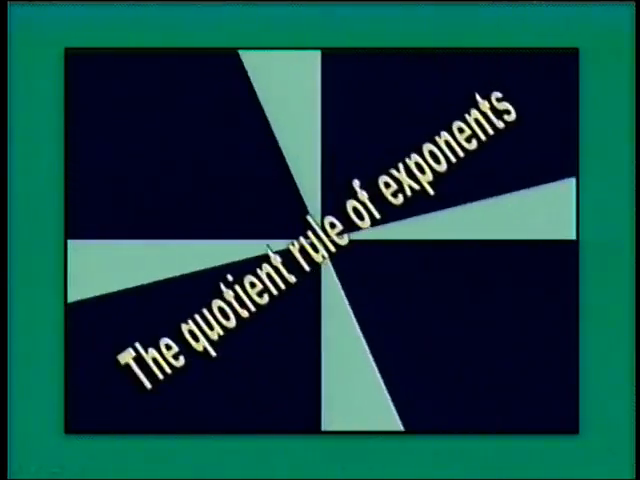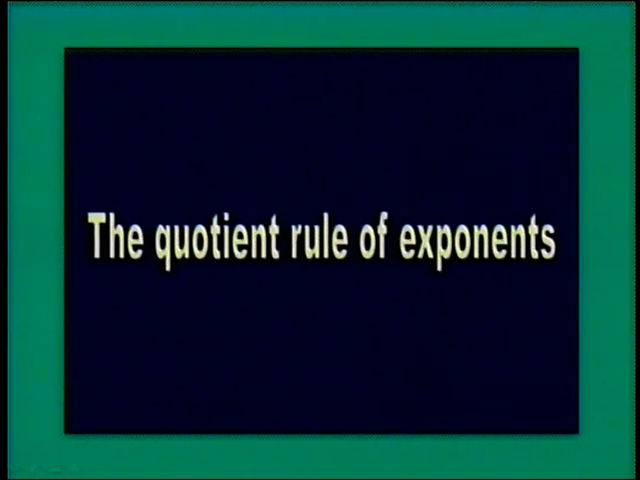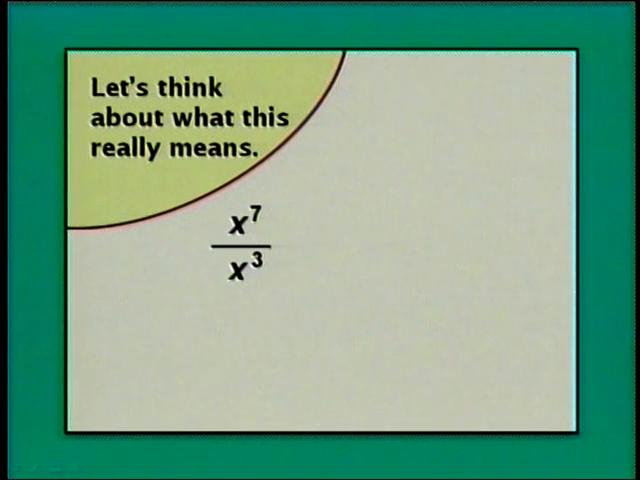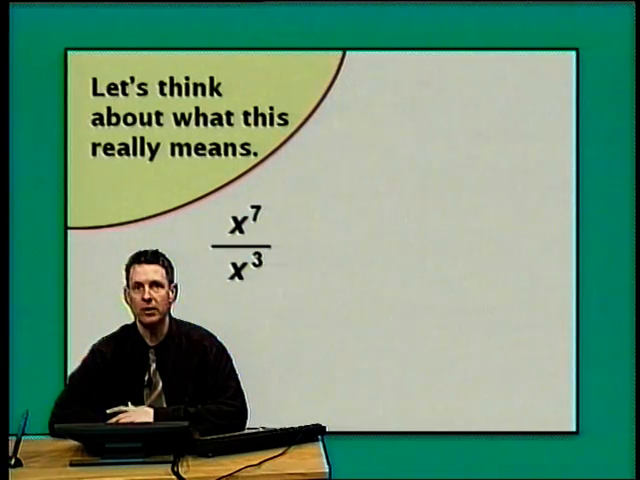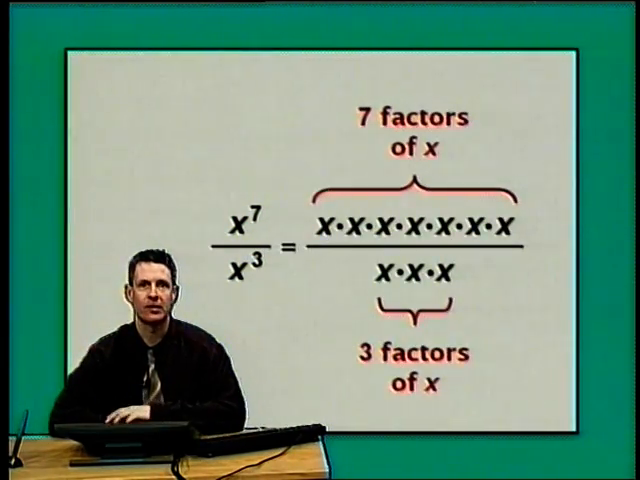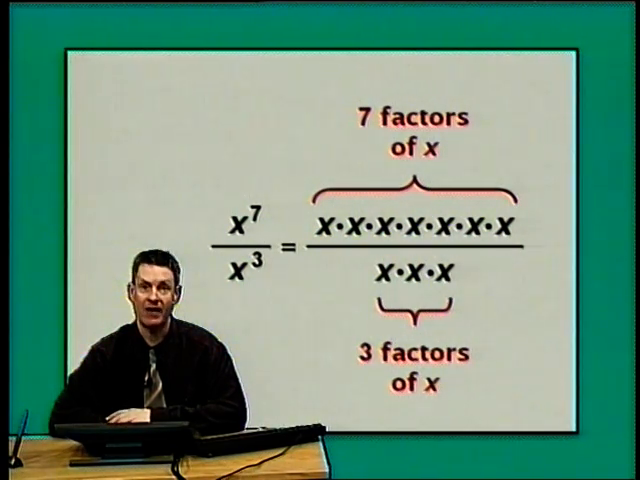Last week, we talked about 3 rules of exponents. Here's a 4th rule. It's called the quotient rule. Let's look at the expression x to the 7th over x cubed, and let's think about what this really means. Well, in the numerator, we have x to the 7th, which is 7 factors of x, and in the denominator, we have x cubed, which is 3 factors of x.